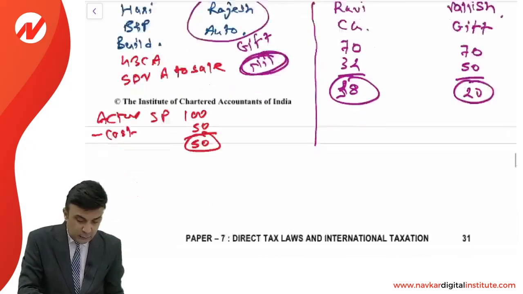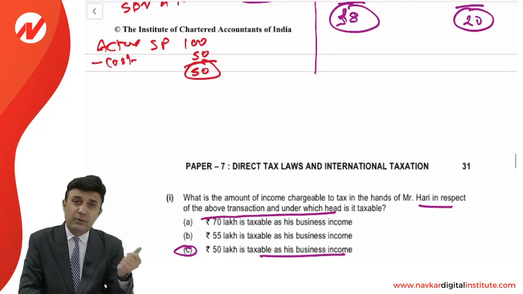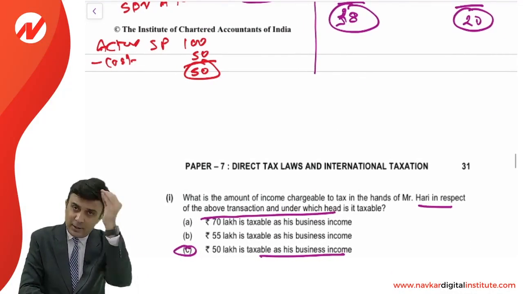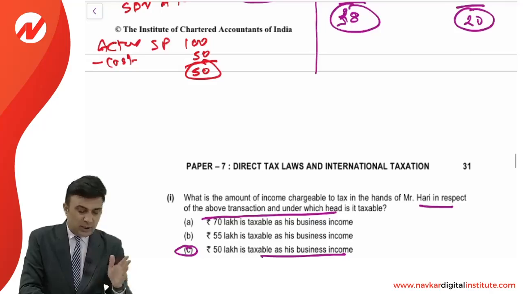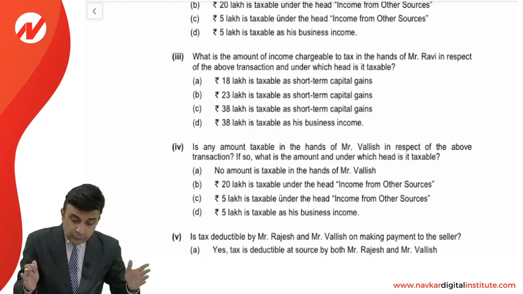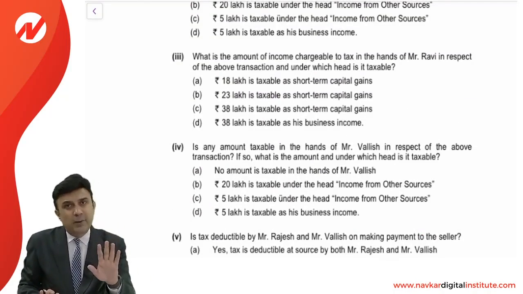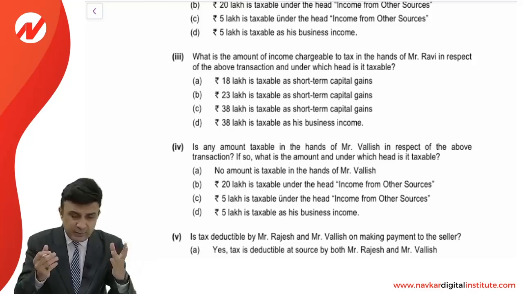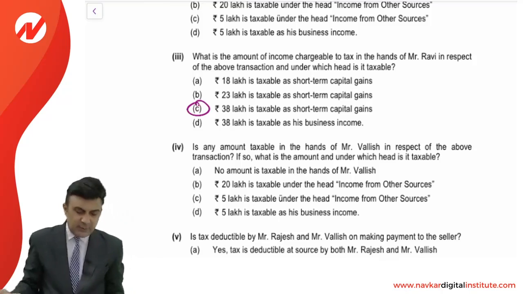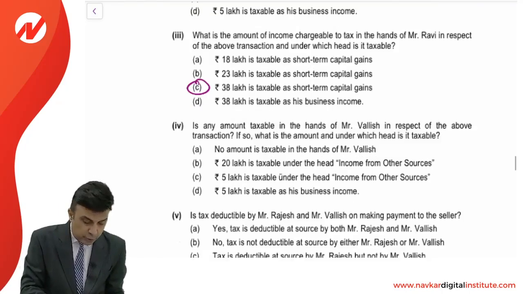My mistake. This type of mistake should be avoided in the examination, friends. Otherwise, even if you know the concept, if the calculation is wrong, then your marks would be deducted. But here you are lucky. You don't have the option of 28 lakhs, so you will have an immediate click in your mind. But please avoid this, because time is very important in the examination. Your answer will be C. 38 lakh will be taxable under the head short-term capital gain.